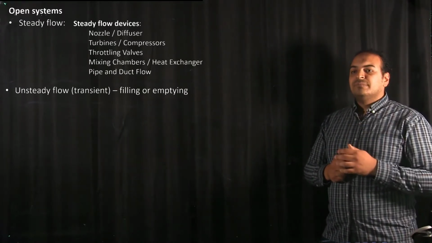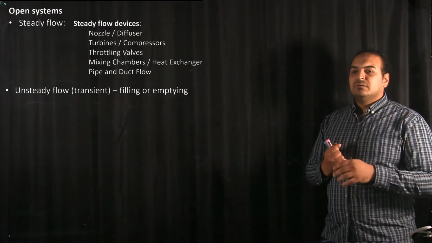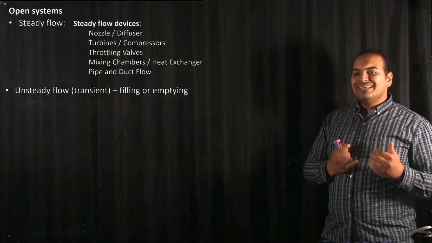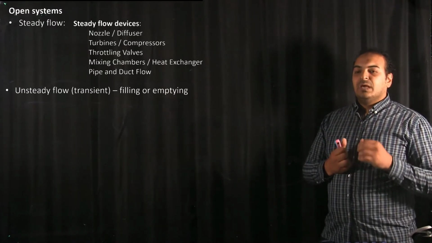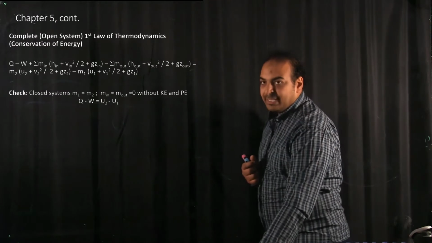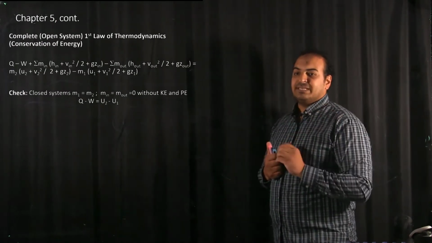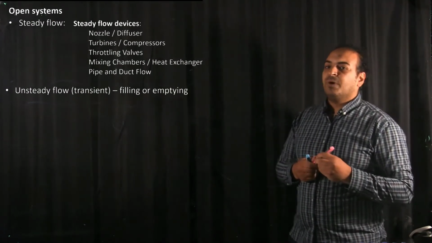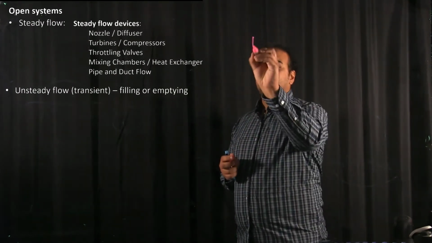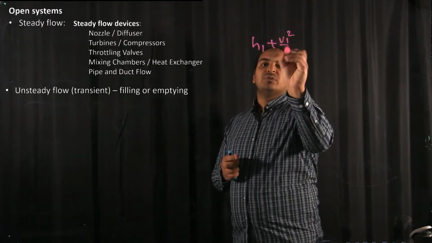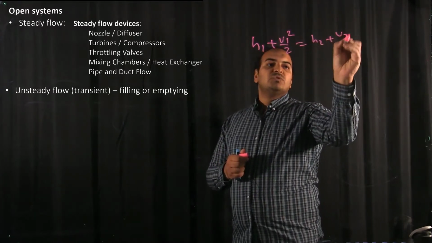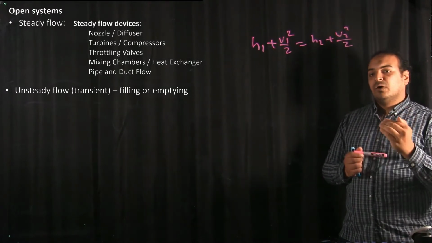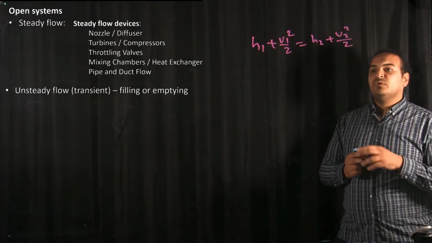So for steady flow devices like a nozzle or diffuser, the nozzle speeds up the flow and the diffuser decreases the flow speed. Again, this equation can be reduced if you have a special case like a nozzle or diffuser. For example, in a nozzle you don't have work, you don't have power, you don't have anything except H1 plus V1 squared over 2 equals H2 plus V2 squared over 2. That's the very simplified form of the first law of thermodynamics for an open system, nozzle or diffuser.